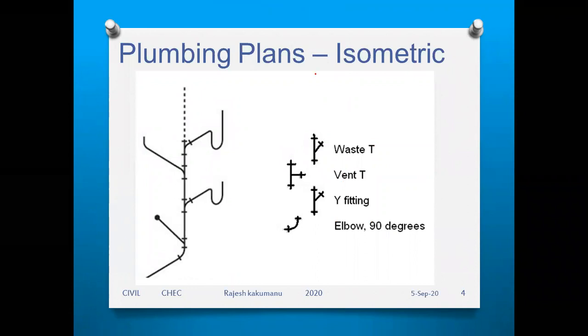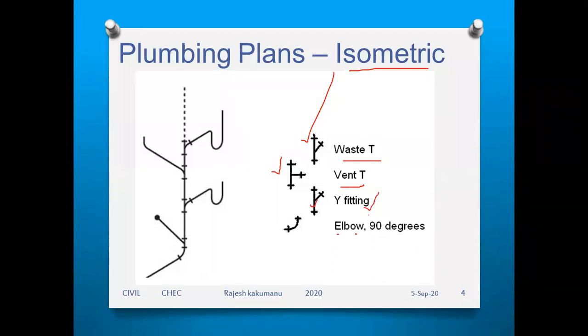Next, if you see the plumbing plans, the isometric view depends upon the story. Story means first floor or second floor or third floor. So you have to construct a line diagram showing where you have a junction, where you have a T section, where you have other sections. The waste pipe T section is in the form of this. The vent T section is in the shape like this. The Y fitting type is in this form.